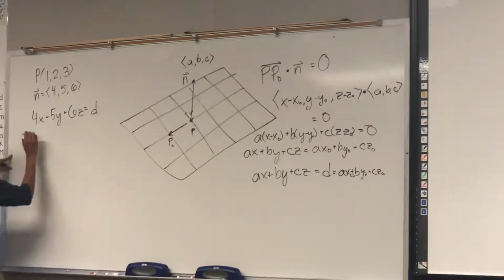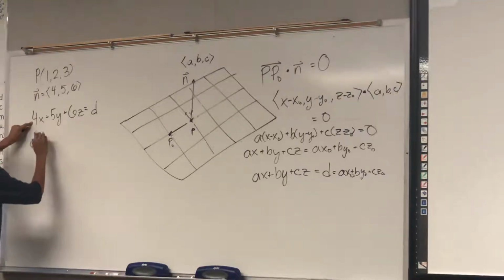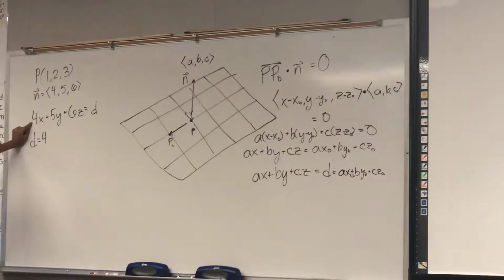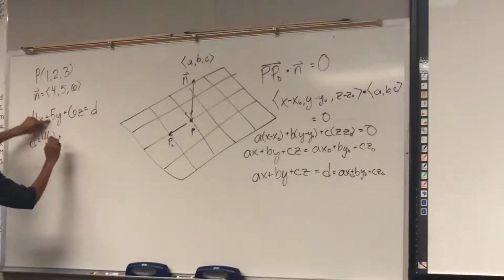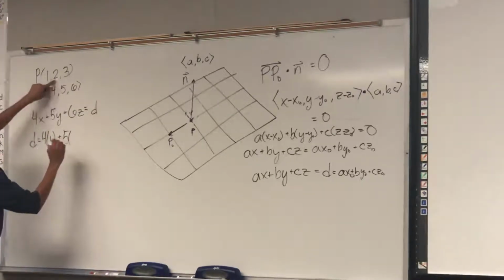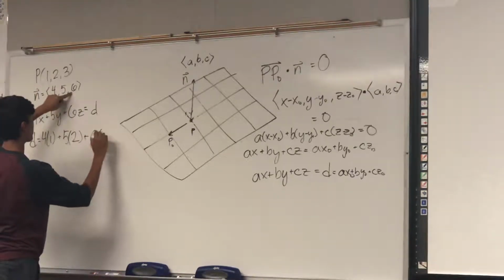But d, as we stated before, is 4, what is the normal vector in the x direction, times the x coordinate of the point P, plus 5 times 2, plus 6 times 3.